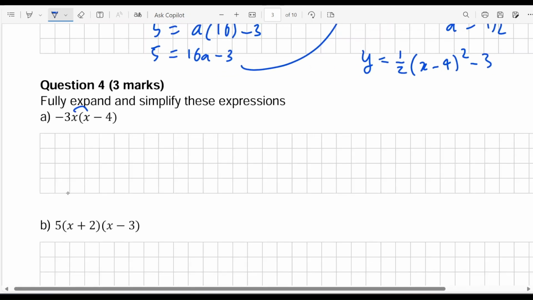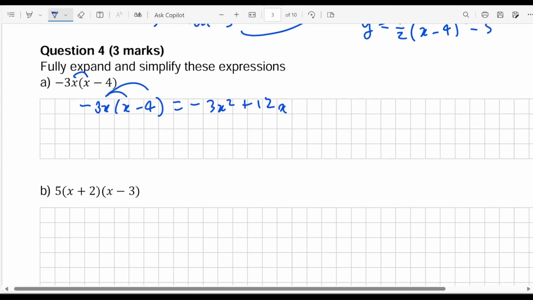All right, fully expand and simplify. So we've got to expand that minus 3x in to get minus... Actually, I might start this question just by writing it like this. So that equals minus 3x squared. And then 2 negatives give us a positive. 3 and 4 is 12, and you get an x there. That's as simple as that's going to get.